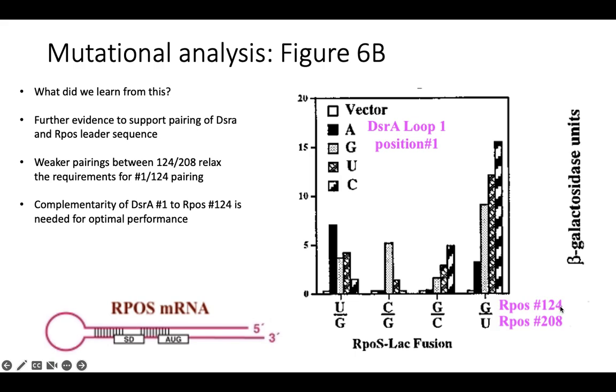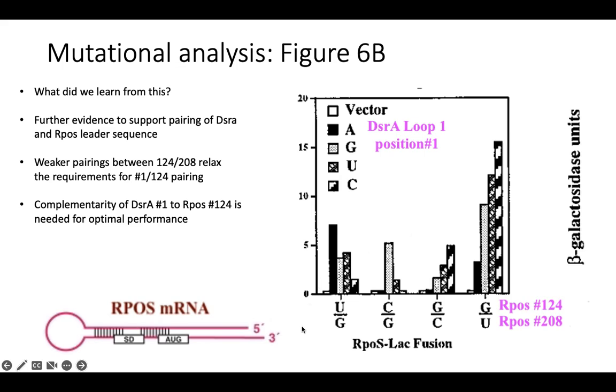pairing to number 124. So just to clarify what that means, position number 1 of our DsrA is going to bind around here to position 124 of the rpoS. And why do weaker pairings between these two relax that requirement? Probably just because there's less keeping this closed. It's easier to open it back up. Now, complementarity of DsrA number 1 to rpoS 124 is always needed for the most efficient performance, as you can see.